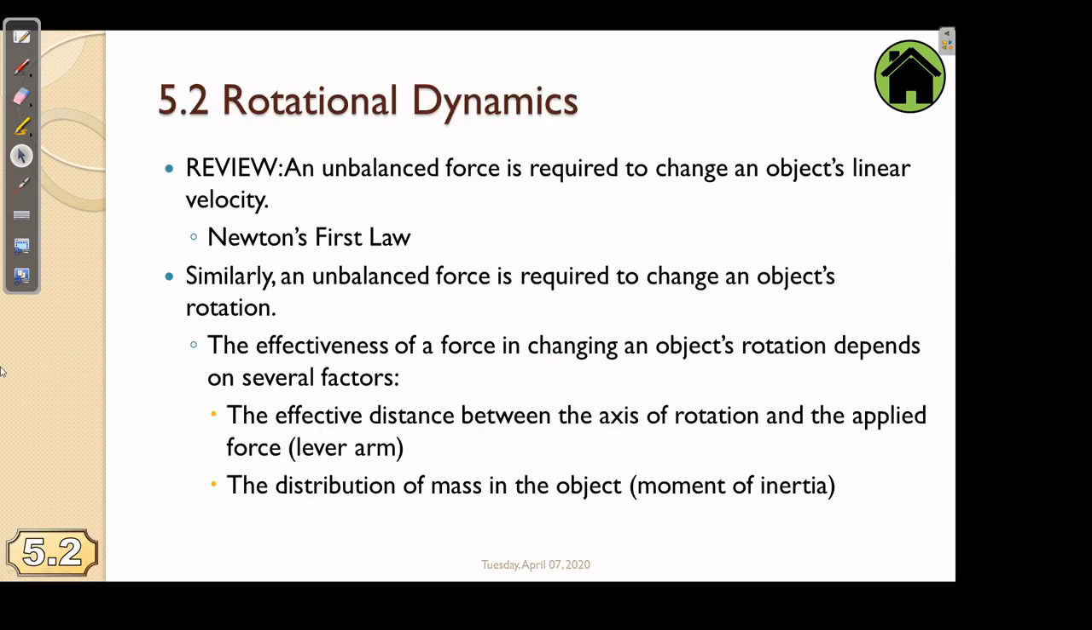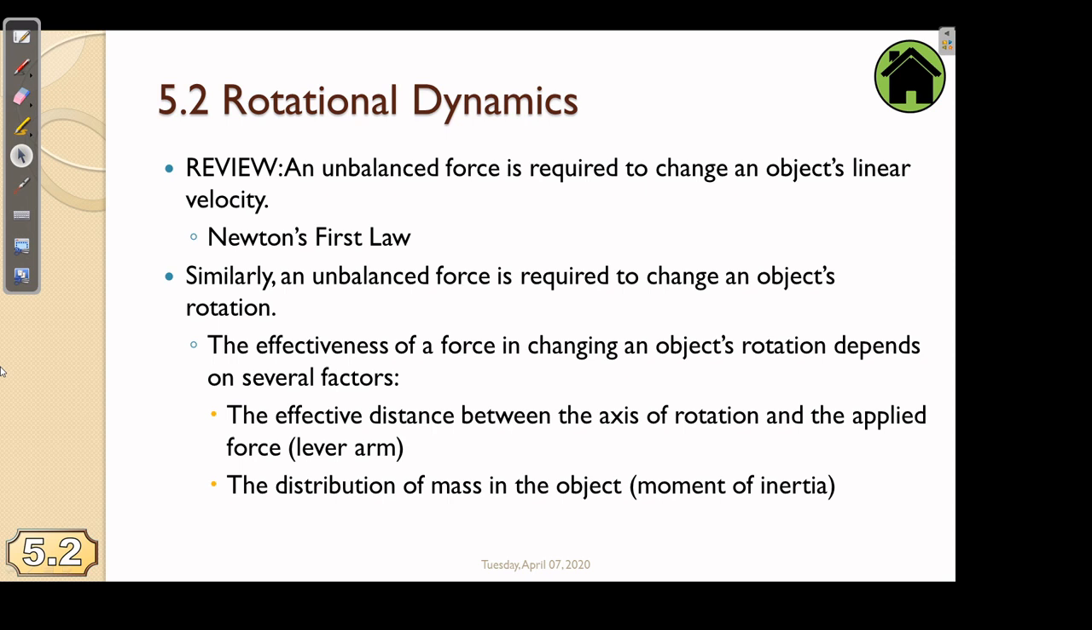Before we jump into it, let's take a quick moment to talk about Newton's laws of motion, specifically Newton's first law. Now, we already discussed Newton's first law of motion in a previous chapter. It says that if you want to change an object's velocity, you must apply an unbalanced force. That is, there must be a net force that is not zero. So if you want an object to speed up, slow down, or change directions, there must be an unbalanced force.